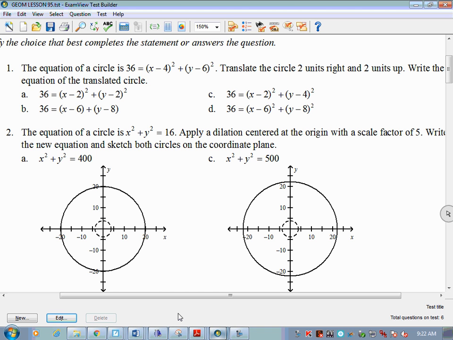Perfect. Okay. All right, so the equation of a circle, and they list it backwards, which I really don't like. I like it whenever there's consistency, but they say 36. What does the 36 represent there? The radius squared. And so what would the radius actually be? 6, right? We're going to square root that. Okay? So the radius is 6. The center is 4, 6. We want to translate the circle 2 units to the right and 2 units up, and we want to write the equation of the translated circle.